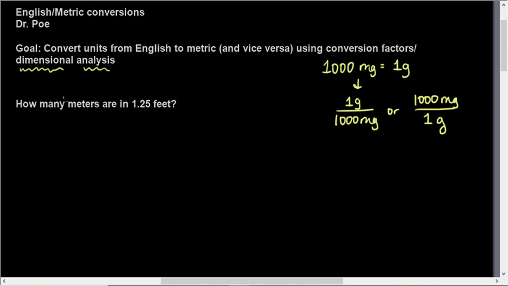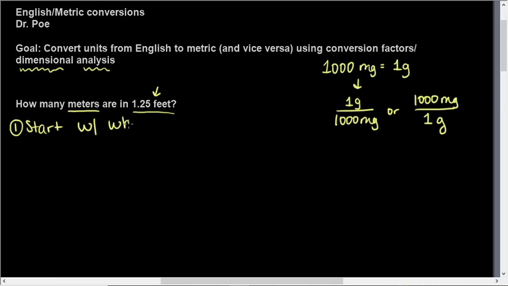Okay, so the question that we're going to be answering today is: how many meters are in 1.25 feet? For every single one of these questions, you're first going to want to figure out what units you have and what units you're going to. So this is what we know. We know we have 1.25 feet. You're always going to start with what you know.